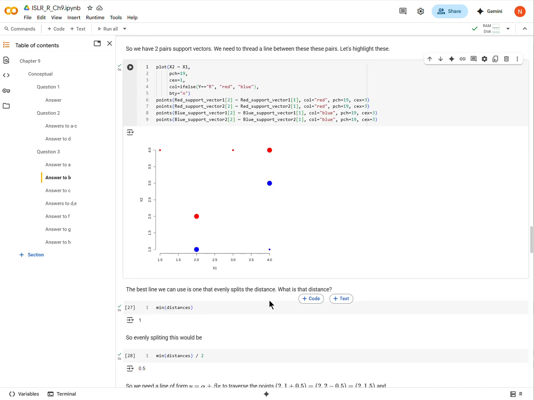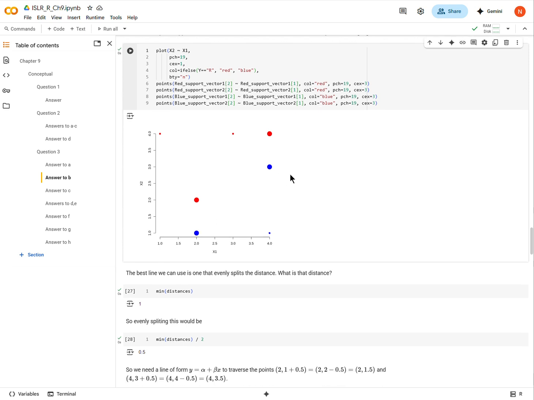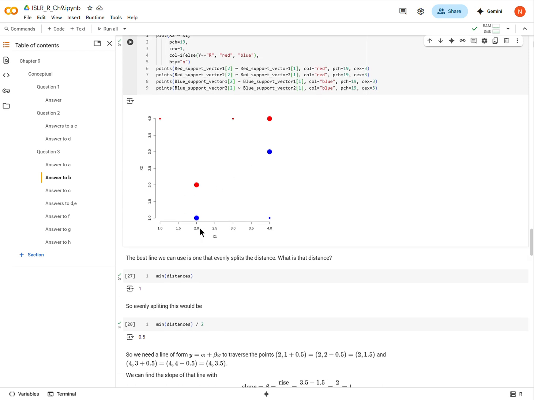So that's not the end of the task here. We need to find the optimal separating hyperplane here. Okay. So now our optimal separating hyperplane should be equidistant between the support vectors, or these companion support vectors, right? So it should thread the middle along here.